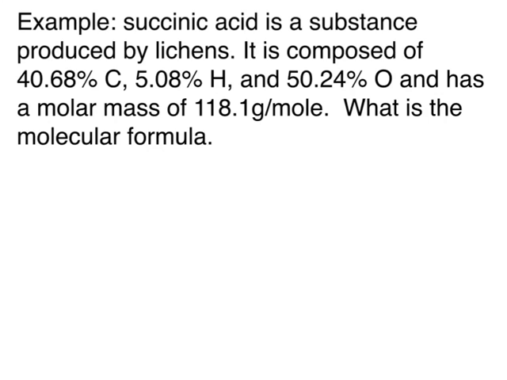So succinic acid is a substance produced by lichens. It is composed of 40.68% carbon, 5.08% hydrogen, and 50.24% oxygen, and has a molar mass of 118.1 grams per mole. What is the molecular formula? Okay. So this is the molar mass. We use it right at the end.